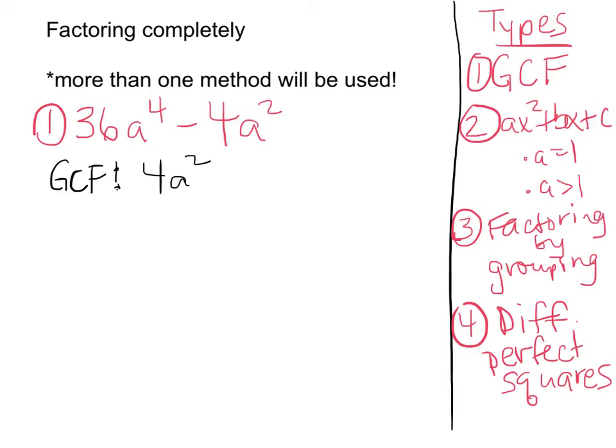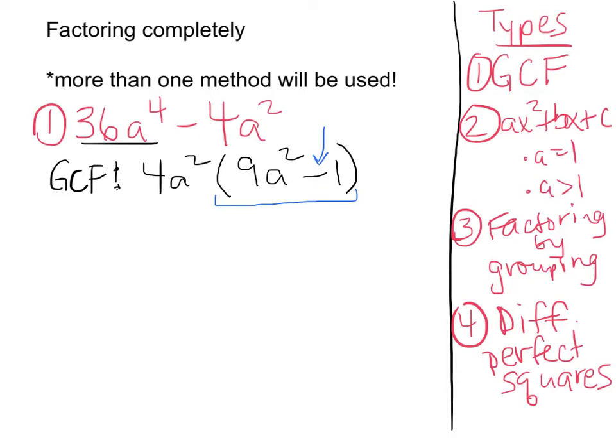So now when I factor out my GCF, I still have to let you know what's left in parentheses, and so 4 times 9 gives me 36. A squared times a squared gives me that a to the 4th that I was looking for, and then 4a squared times minus 1 gives me the minus 4a squared I was looking for. Alright, before this would be done and I would be over, but when I look inside my parentheses now, I'm not done. I can still factor that as well, because what I have now is I have a difference, because I'm subtracting, of perfect squares, because 9a squared is a perfect square and 1 is a perfect square.